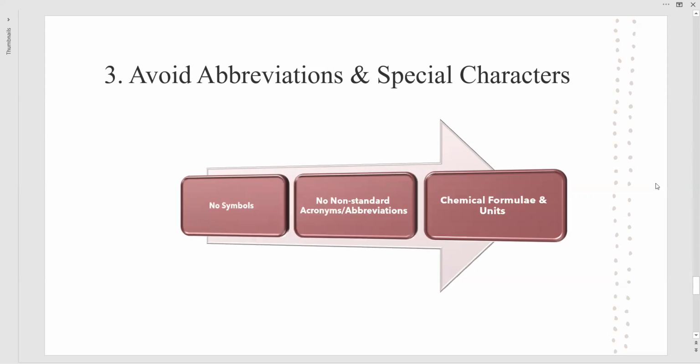The last one, avoid chemical formulae and units. Do not mention chemical formulae like H2SO4, gallium, like this. All those things you can avoid, and also units like farads, for example, ohms. You can avoid this type of units in the title clearly. This is about the third aspect, which is a very important one. It is the place where most of the people make mistakes.